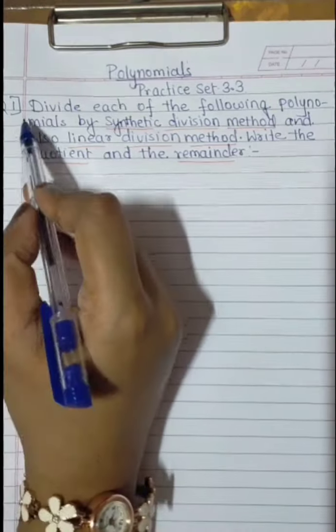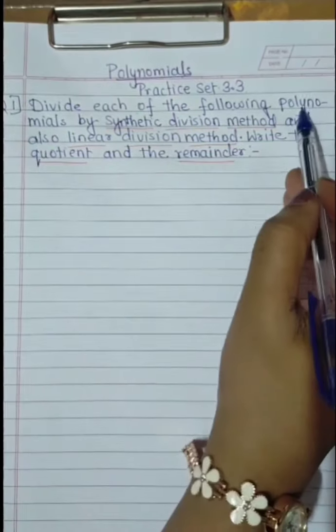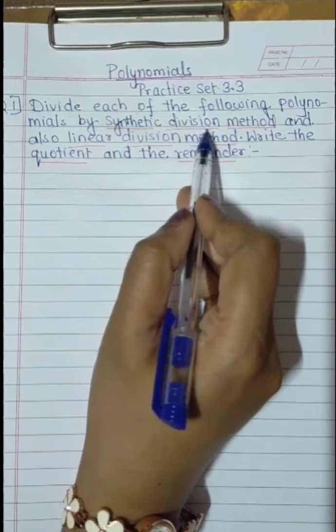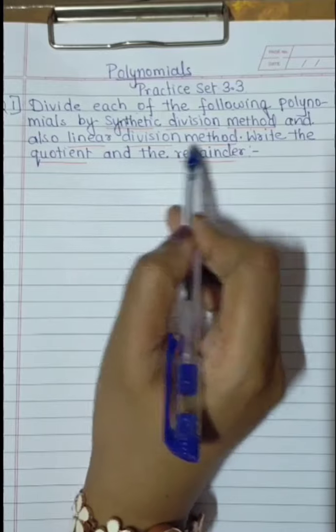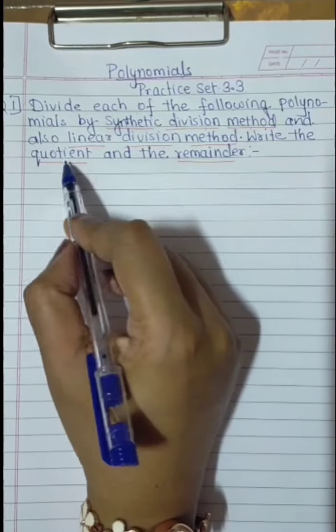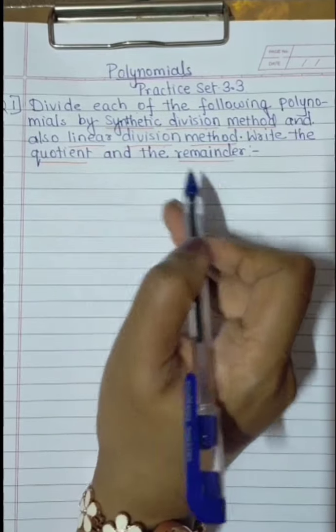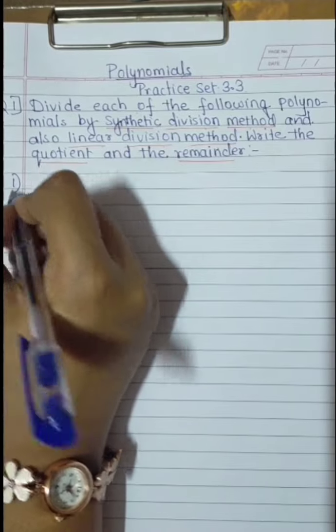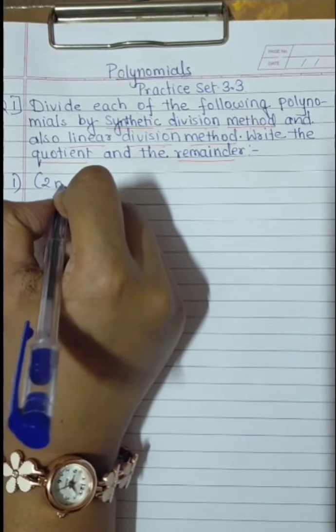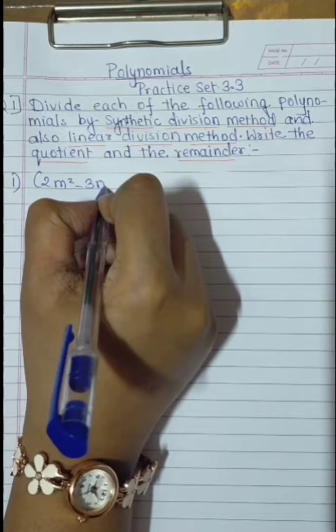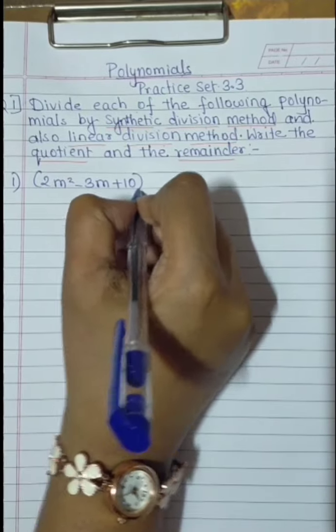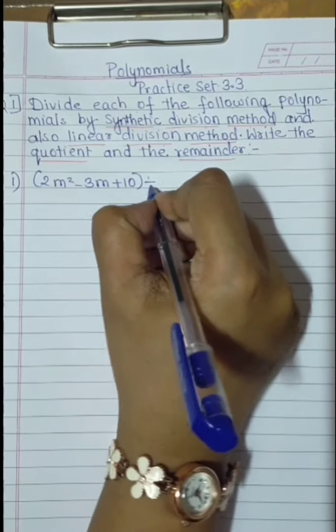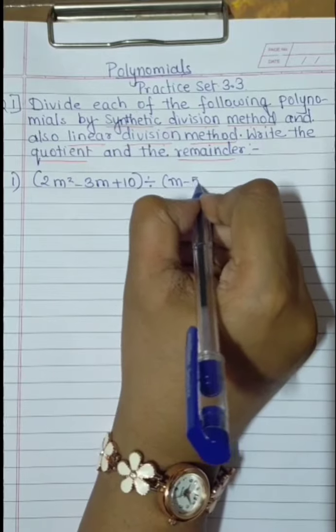So question number 1 is what? Divide each of the following polynomials by synthetic division method and also linear division method and write the quotient and the remainder. So I am writing the question: 2m square minus 3m plus 10 divided by m minus 5.